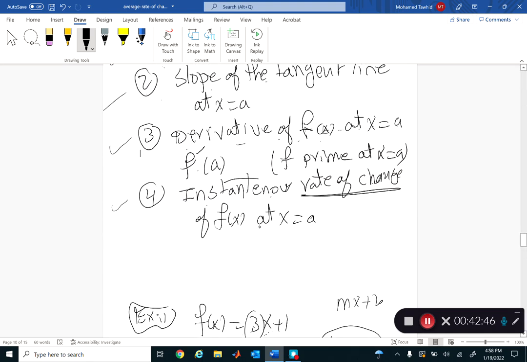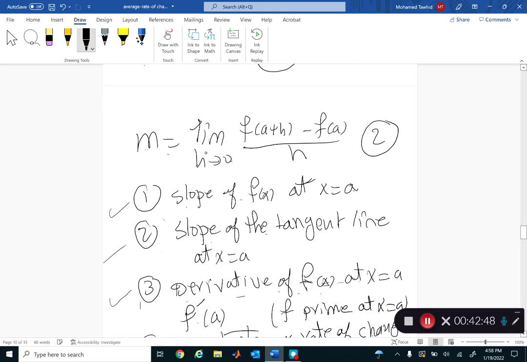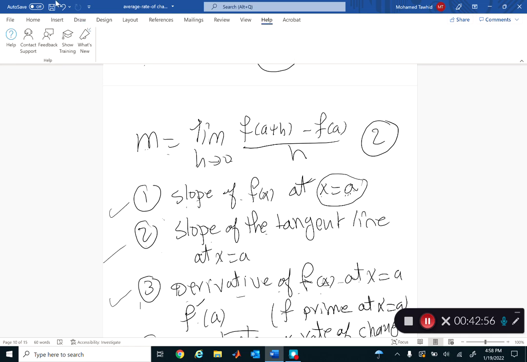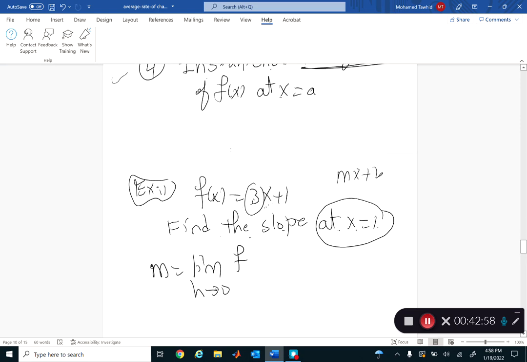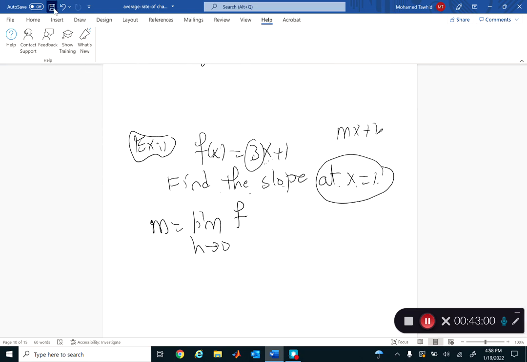Look what you have, equation number 2, the slope. Here, I said the slope of f of x at x equal a. So here they must give us a, numbers. So what is your a here for this example? Can you tell me what is your a, guys? At x equal a, it's 1.